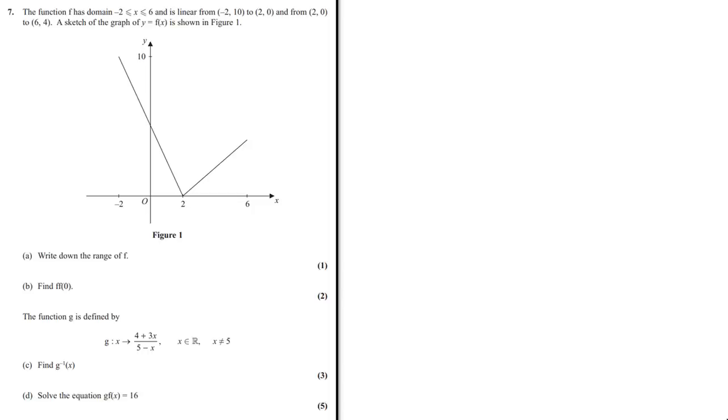Taking a look at question 7 now, we have a question here on functions, and this question is a bit of a mixed bag. There's a couple of pretty standard parts, which you should find hopefully quite straightforward, and then there's some certainly tricky parts on this question, particularly in part D. So let's start with part A here, and hopefully should be one of the straightforward parts. Just 1 mark though, but we want to write down the range of f.